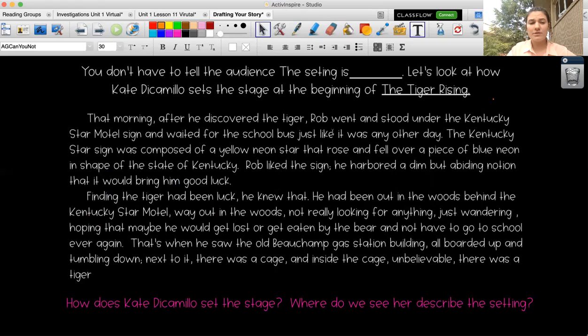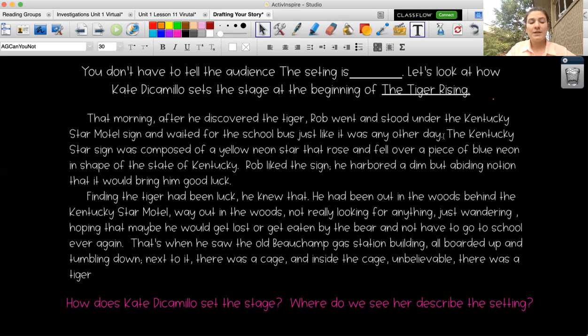And she also, still within this first sentence, gives us a hint about where Rob is. So Rob went and stood under the Kentucky Star Motel sign. Well, if he's standing under a sign for a motel, he's probably at the motel. The sign isn't going to be very far from the motel.